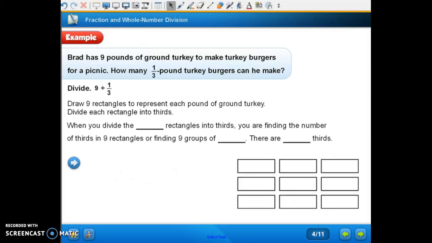All right, now we're down on the bottom. Brad has 9 pounds of ground turkey to make turkey burgers for a picnic. How many 1/3 pound burgers can he make? So we have 9 rectangles there. How many pieces are we going to divide each of those rectangles into? Thirds. 3 parts. So divide your rectangle into 3 parts.